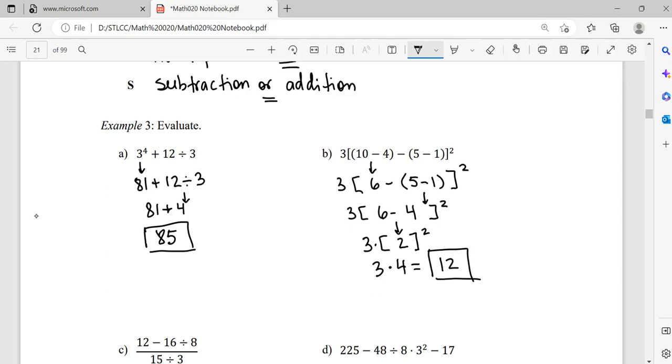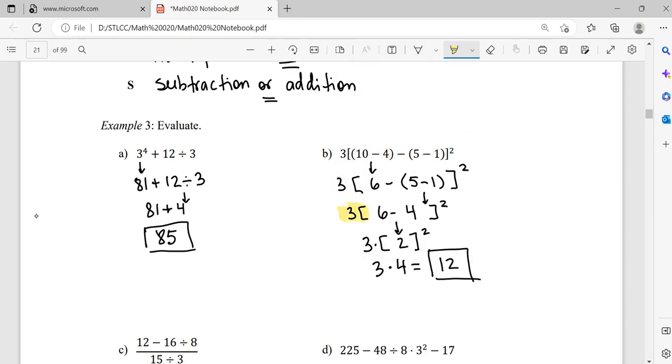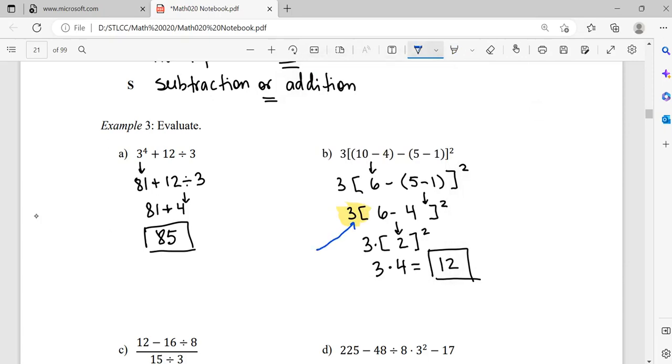Something that I have done while I was working the problem out was this part right here. Notice that you did not have an operation symbol between the 3 and the brackets. If the operation symbol is missing, that means that it is implied multiplication. We use multiplication so often that sometimes we just omit that little dot.